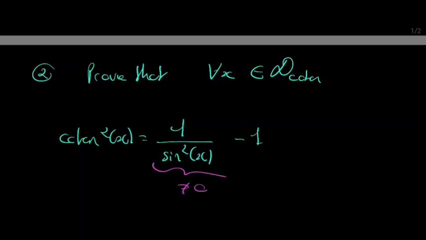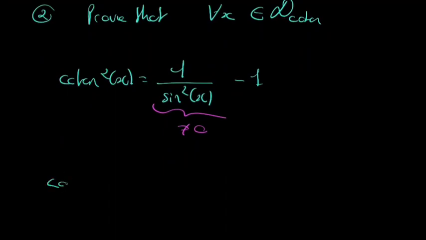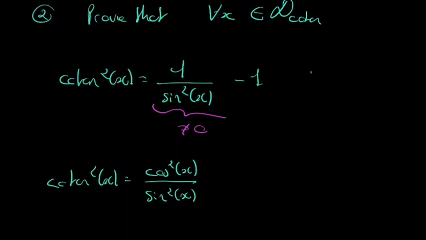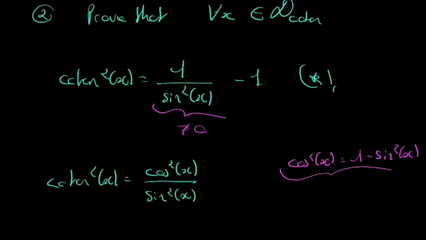Okay, so now just a little bit of work. Let's write down cotan squared of x is equal, by definition, to cosinus squared of x over sinus squared of x. Here in the equation we don't have any cosinus left, so let's get rid of the cosinus. We've got cosinus squared of x, which is equal to, easily, 1 minus sinus squared of x. So this is very fundamental.